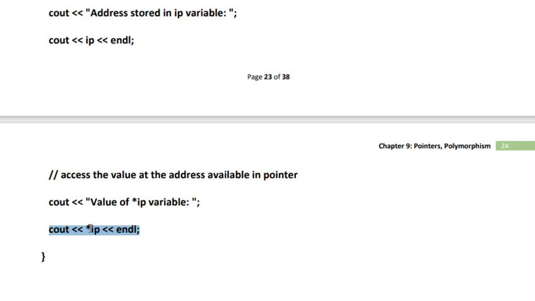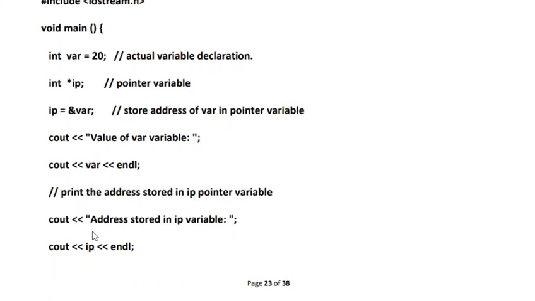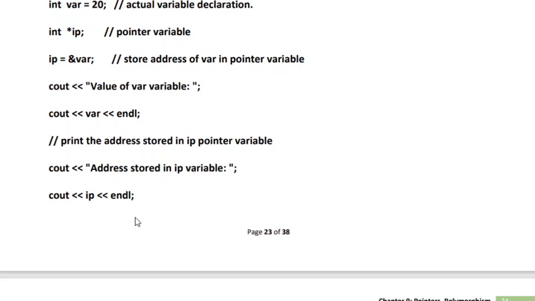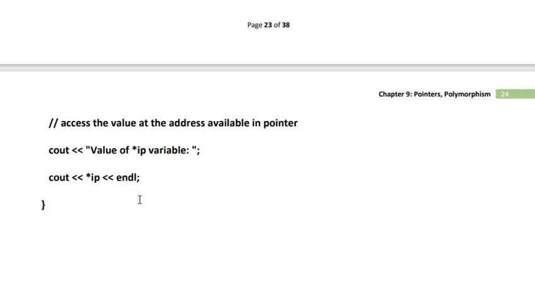So this is the way you can access the value of the variable whose address is being held by the pointer. In this example, I have taken a very simple variable, initialized with value 20. Then I've declared a pointer. Then the address of the variable is initialized to the pointer. Then we printed the value of the variable using direct memory access, then the address of the variable using the pointer variable, and then the value of the variable using the pointer variable. This is the way we can use a pointer variable.